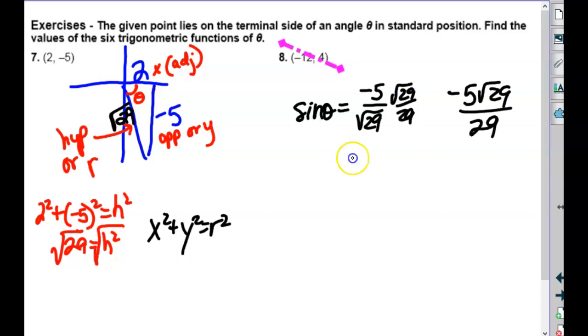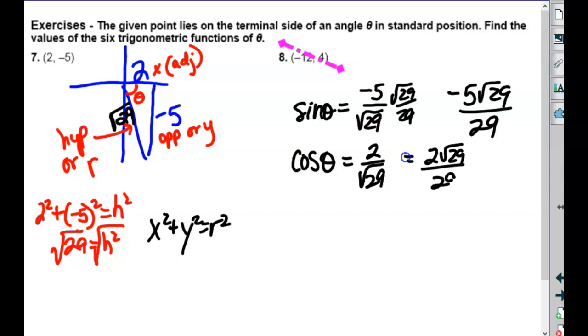Then if you multiply by square root of 29 over 29, you get -5 square roots of 29 over 29. All right, cosine? Somebody help me out? 2 over square root of 29, which becomes 2 square root of 29 over 29. Tangent is opposite over adjacent, or slope, which is y over x. We were given the numbers to do that one, -5/2.